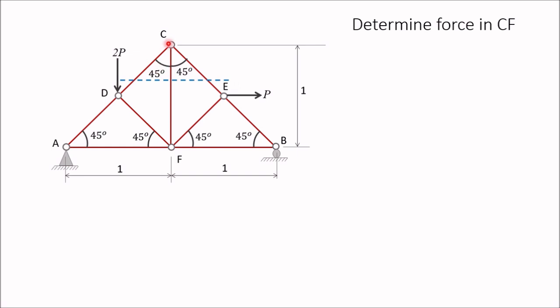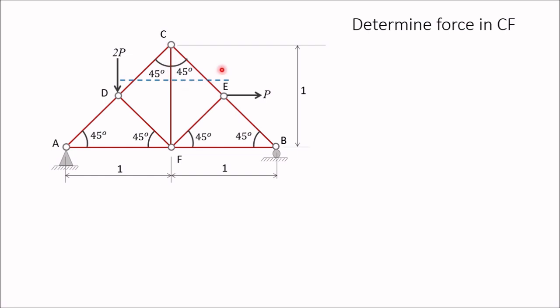Here, three members are getting cut, CD, CF and CE. But all these three members are passing through one point C, and therefore there will be only two equations of equilibrium, sigma Fx is equal to 0 and sigma Fy is equal to 0. From those two equations, we cannot solve for three unknown quantities, that is force in CD, force in CF and force in CE. So we cannot determine force in CF in this way.